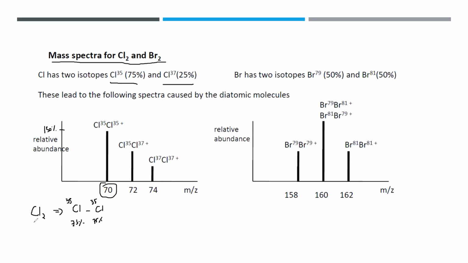Then in a chlorine molecule, if one of them is 35 and the other one is 37, you will get a peak at 72. One of them has a percentage of 75, the other is 25, so 75% plus 25, and the second peak you will obtain at 100.